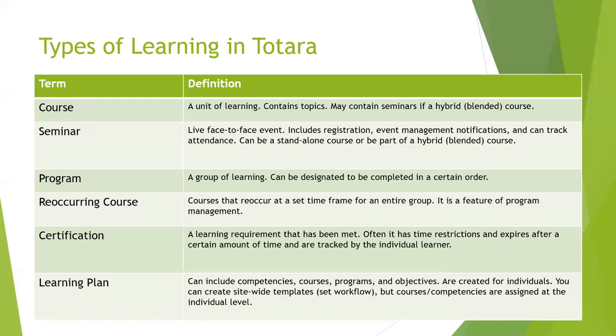Now, a learning plan can include competencies, courses, programs, and objectives. And they're created for individuals. That's maybe the biggest mistake that I see people make. They want to make a learning plan and assign the learning plan to a group of people. That's not exactly how it works. You can create a site-wide template or a workflow. So you could say that for this template of a learning plan, managers must sign off on it. But the courses and the competencies are assigned at an individual level.